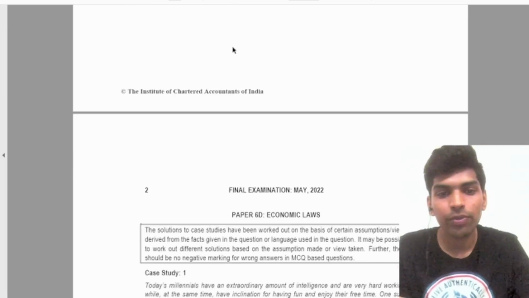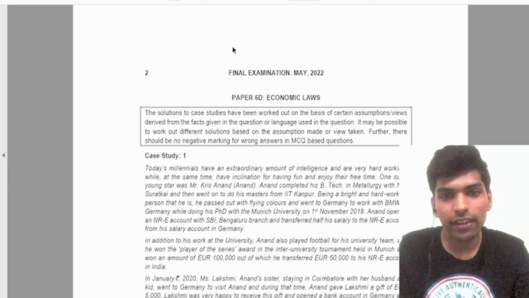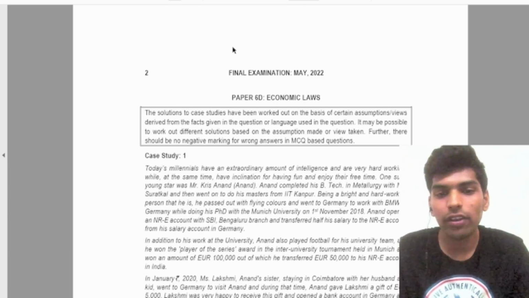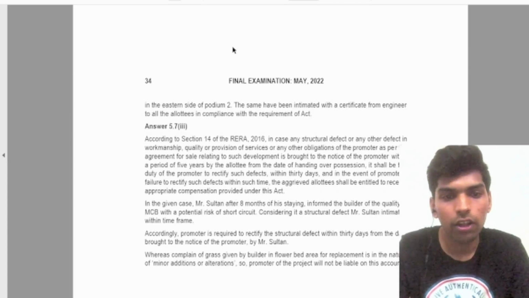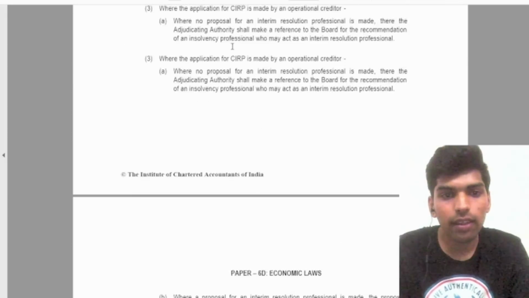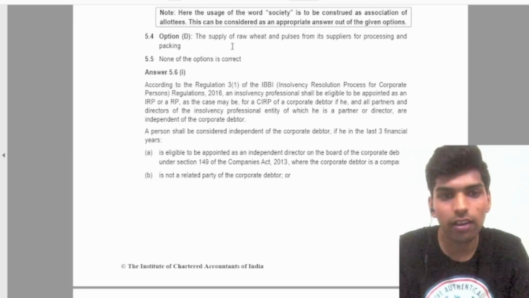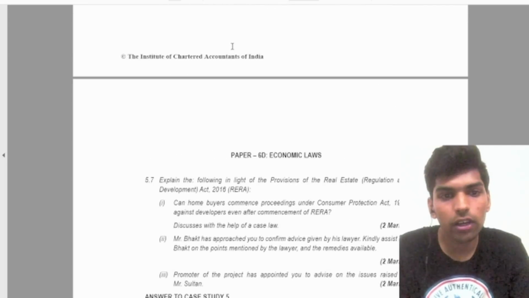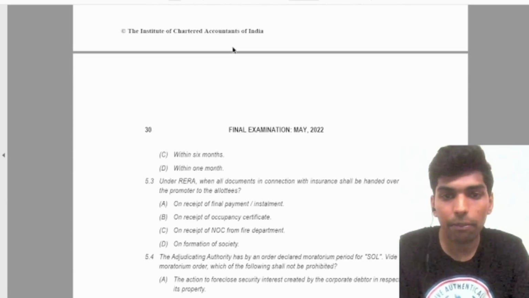So let's start. So this is the first paper. So this is the paper I have. So generally my strategy is I always start with the last question. So I will just move to the last question. So this is question number five. Once I get the paper, I will just quickly go to the descriptive questions. I won't go to the MCQs and the case study. I won't read the case study. I won't read the MCQs.